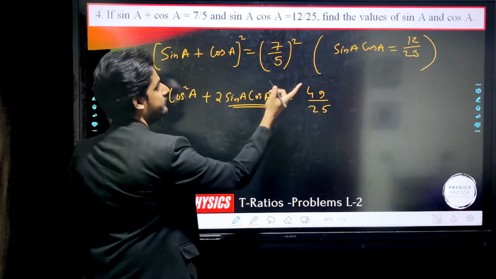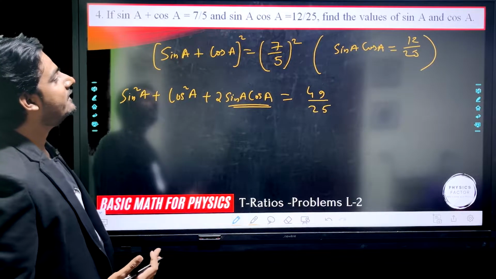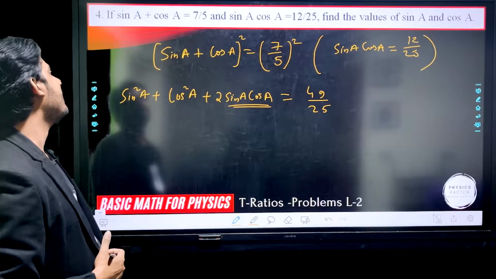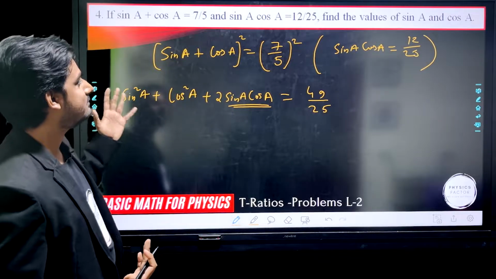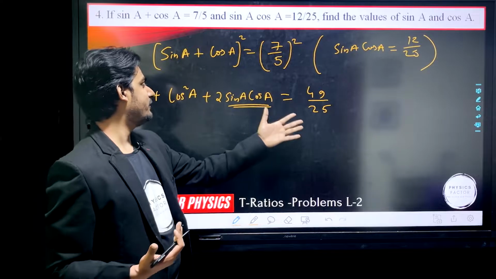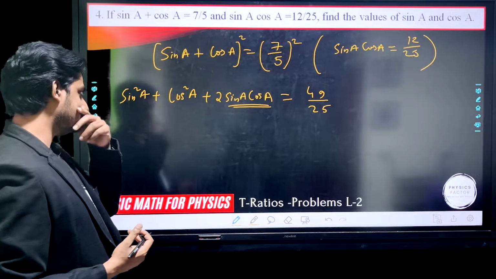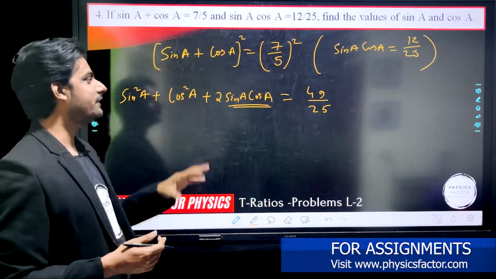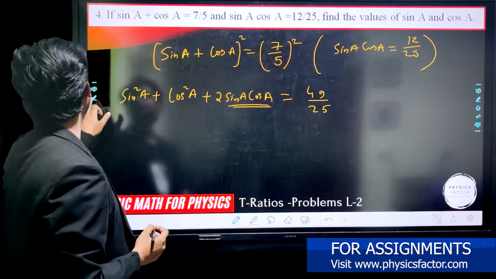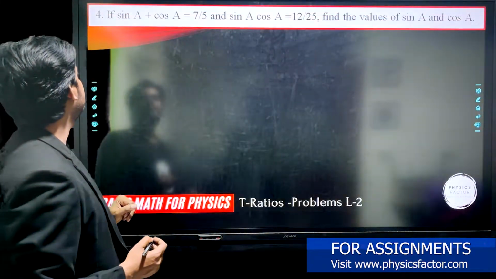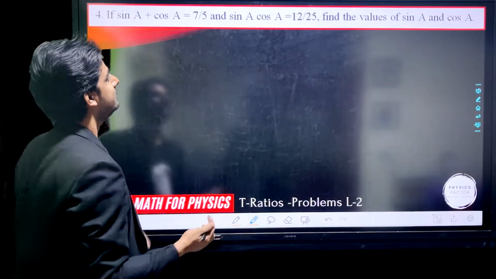Now see, we have this value given. We can substitute it. Wait, what are we doing? We have to find out the value of sin A and cos A. Okay, I think this will be just 49/25 only. What we'll do? We'll not do this. Sorry, I'll erase this. I'll think of something else. So we'll use a longer method. Now we have only one choice, the normal substitution method.